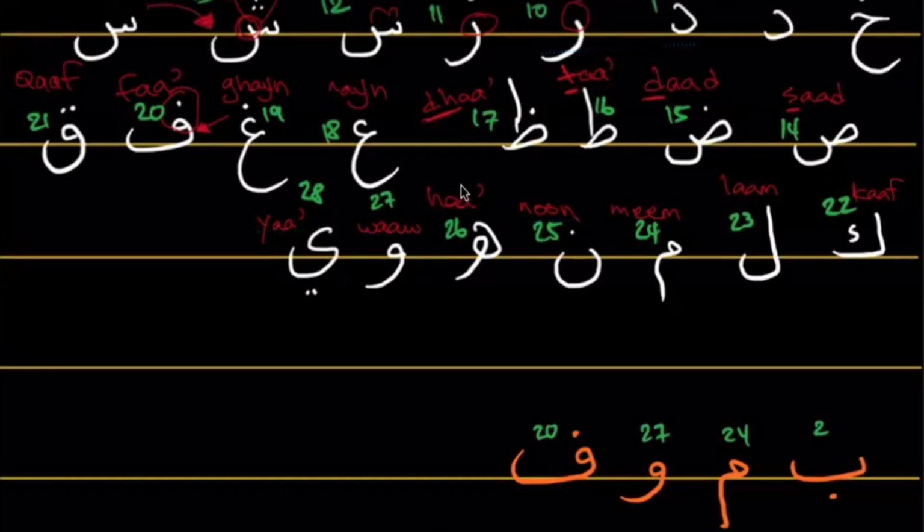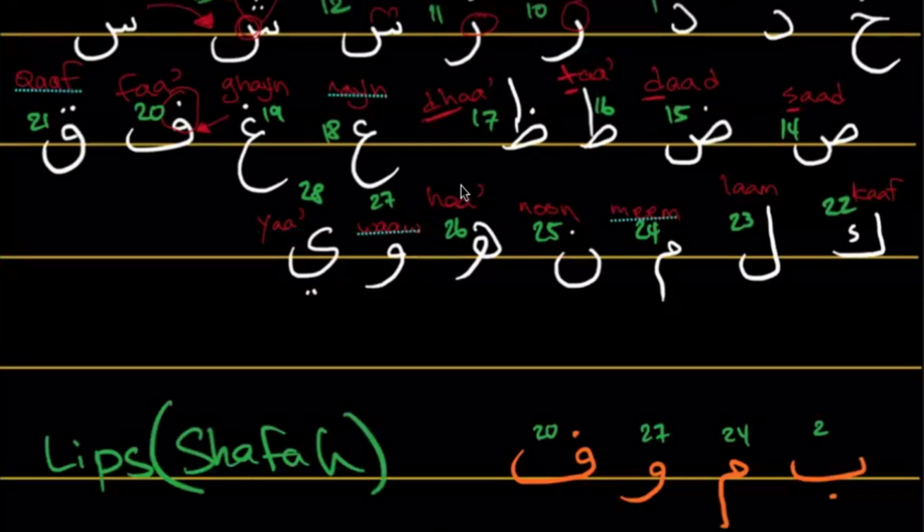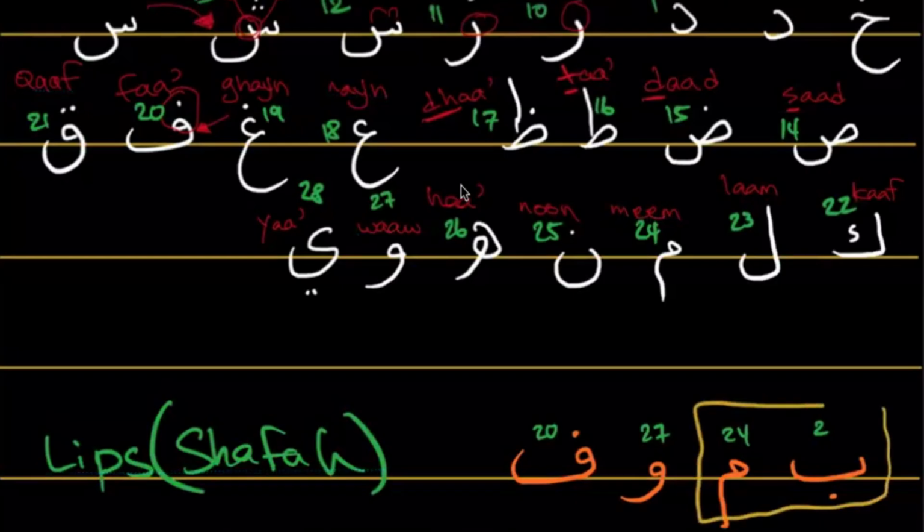What makes them a family? These four letters, they all come from the lips. The shafa. Lips. B, b, b, ba. Meem. So, ba and meem are the closest. M. Ba is harder than meem. Meem is softer than ba.